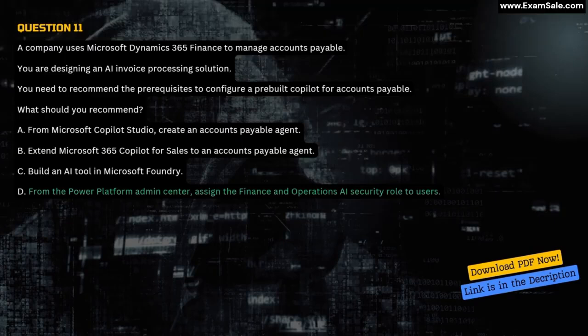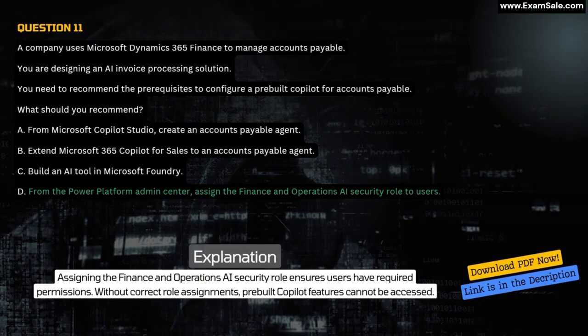Correct answer D. From the Power Platform Admin Center, assign the Finance and Operations AI security role to users. Explanation: assigning the Finance and Operations AI security role ensures users have required permissions. Without correct role assignments, pre-built Copilot features cannot be accessed.